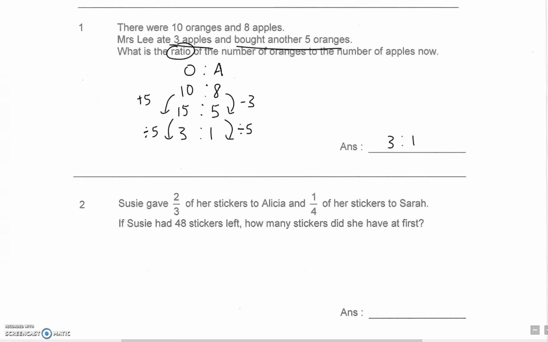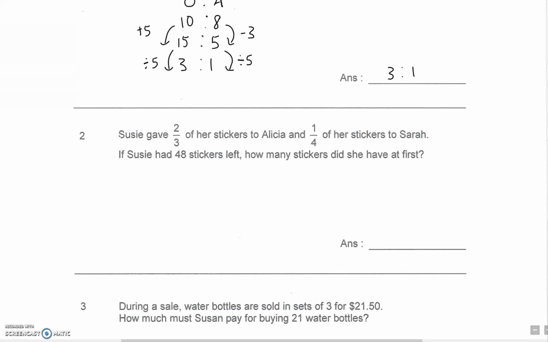Question 2, Susie gave 2/3 of her stickers to Alicia, 1/4 of her stickers to Sarah. Now, these fractions that we have here, they are both talking about Susie, the same person, talking about the same whole. But the only thing is, they are not in the same denominator. So it's good to change it into the common denominator first.